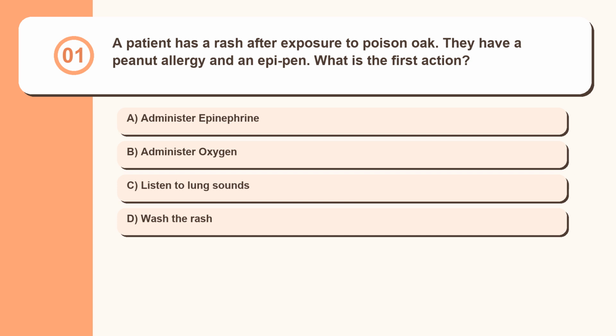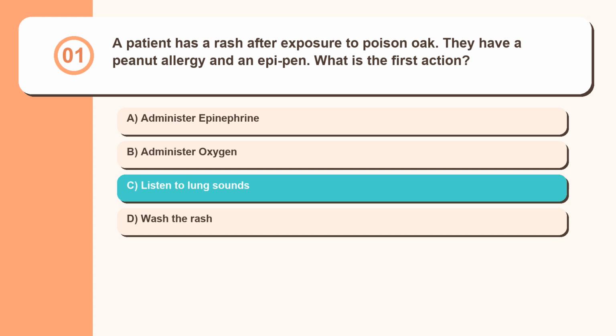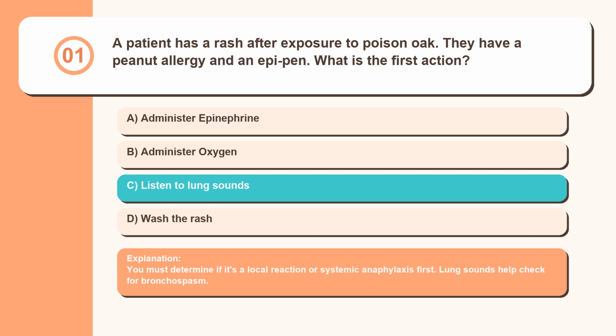A patient has a rash after exposure to poison oak. They have a peanut allergy and an EpiPen. What is the first action? Administer epinephrine. Administer oxygen. Listen to lung sounds. Wash the rash. You must determine if it's a local reaction or systemic anaphylaxis first. Lung sounds help check for bronchospasm.